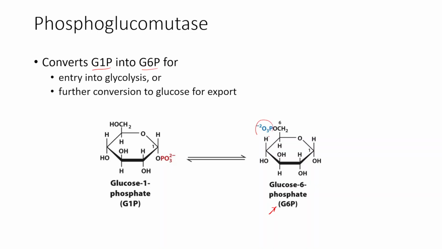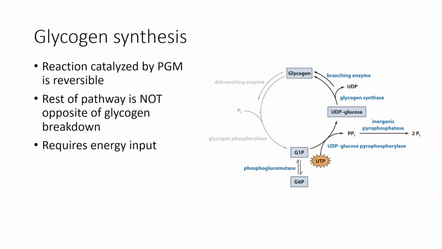Because both these molecules are phosphorylated, they're charged, which makes them very difficult to pass in and out of cell membranes. And so by dephosphorylating them into plain old glucose, they're able to more easily pass in and out of cells through glucose transporters.